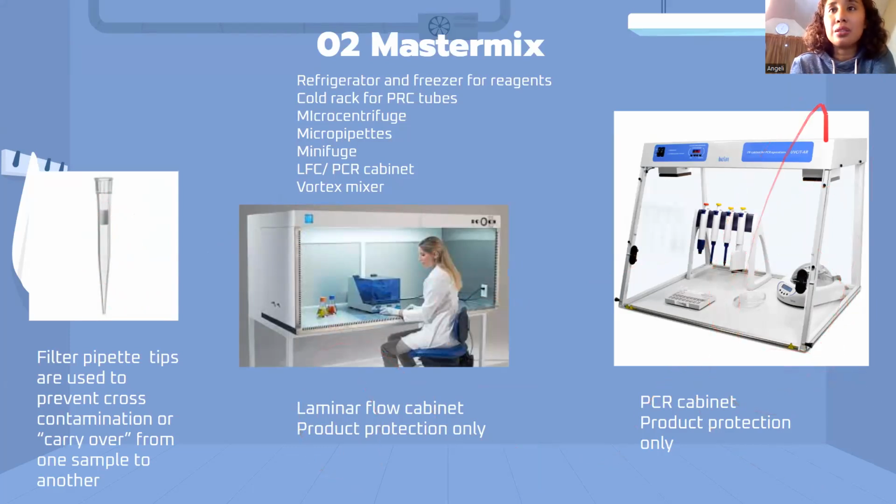We have a laminar flow cabinet and a PCR cabinet. These are related: laminar flow, PCR cabinet, and dead air box, because they only protect the product. However, laminar flow is better because I think it has a HEPA filter which filters the air. The PCR cabinet and dead air box do not filter the air that is coming from the cabinet.